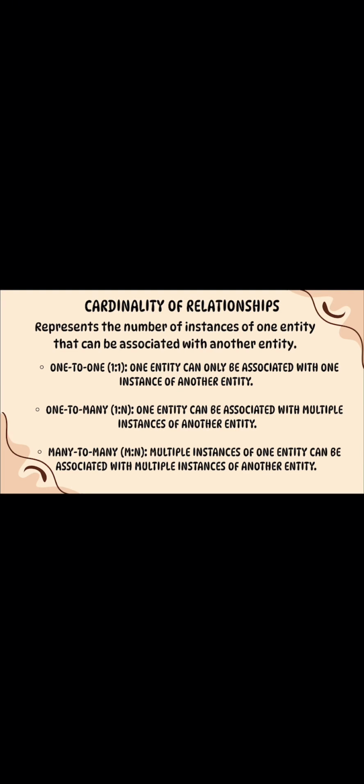Cardinality of relationships represents the number of instances of one entity that can be associated with another entity. One-to-one: one entity can only be associated with one instance of another entity. One-to-many: one entity can be associated with multiple instances in another entity. Many-to-many: multiple instances of one entity can be associated with multiple instances in another entity.